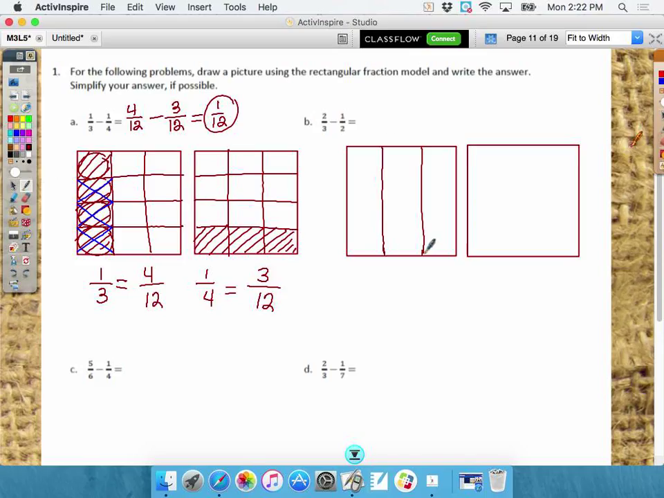I saw something in block 2 that kind of concerned me. So can you look up here for just a minute? I saw that the child went ahead and drew that before they shaded. So make sure you're shading before you combine all the lines.